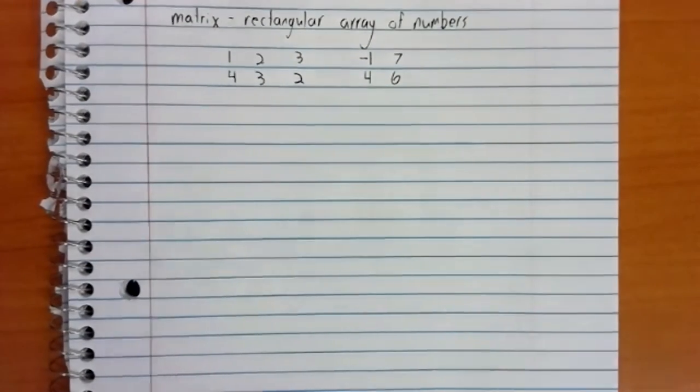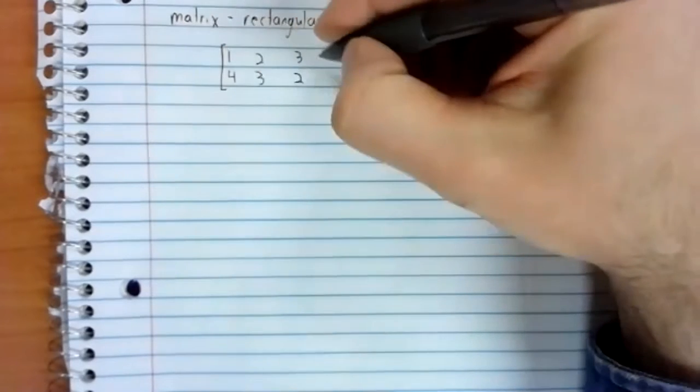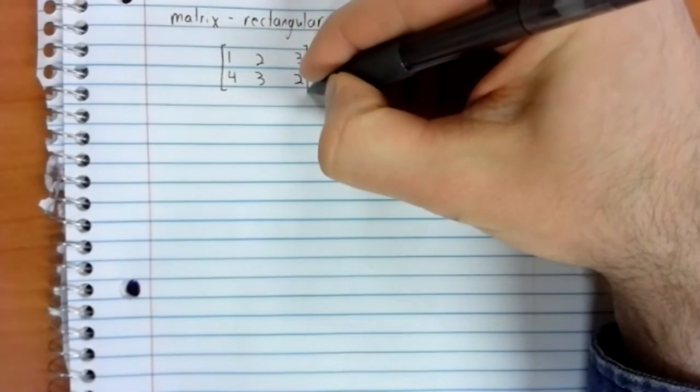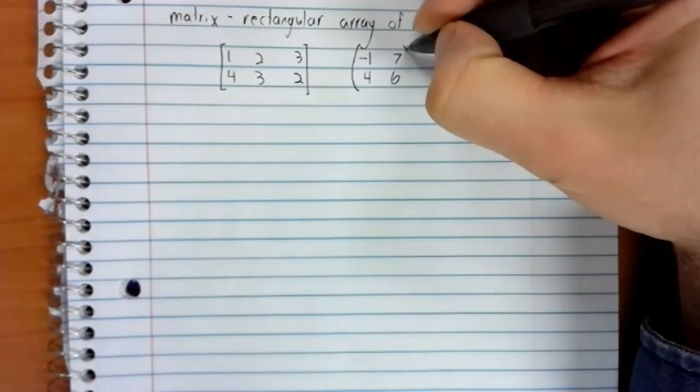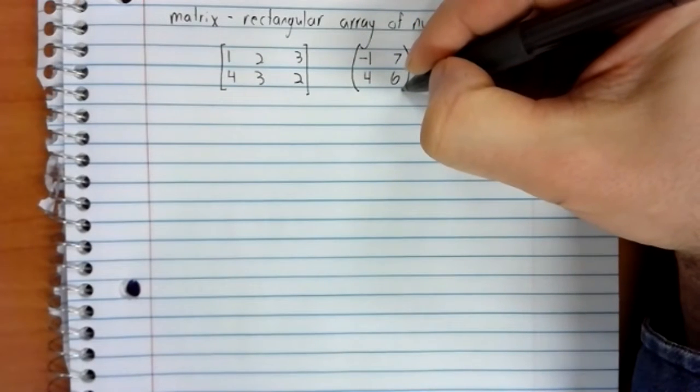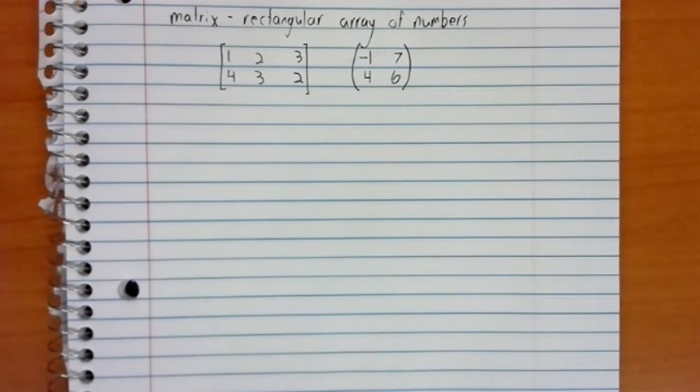We surround them with either square brackets or parentheses. Unlike interval notation, there is no difference between these. It's a matter of personal preference.